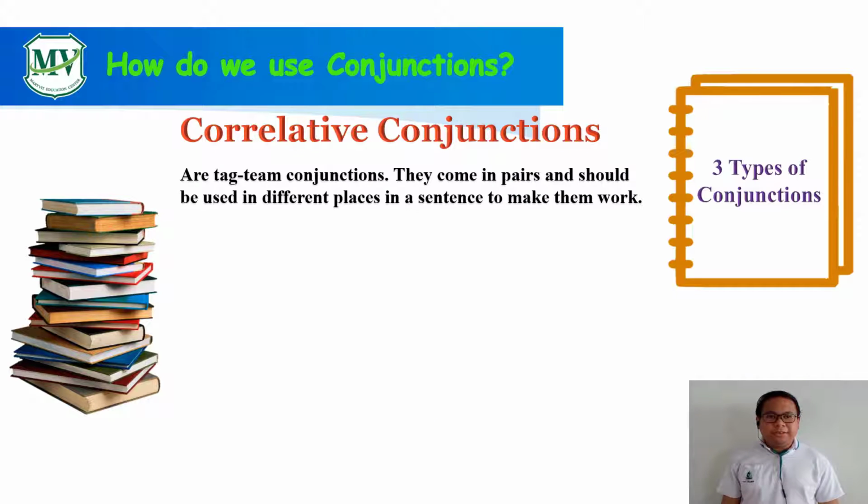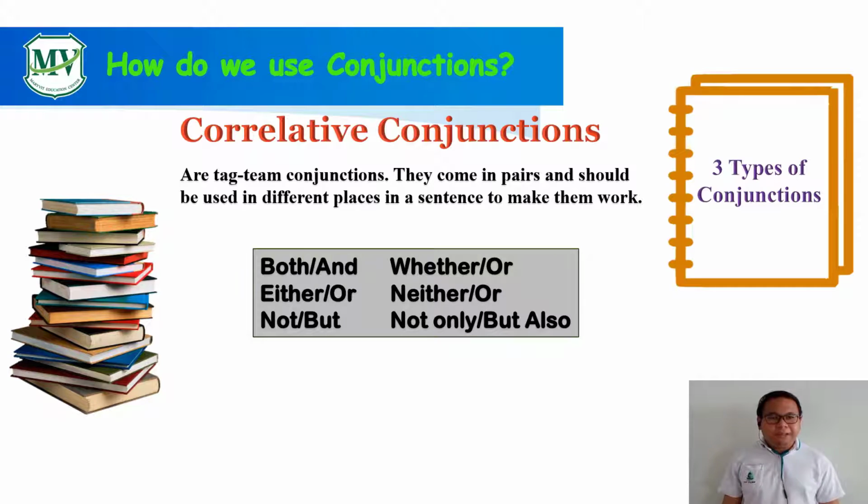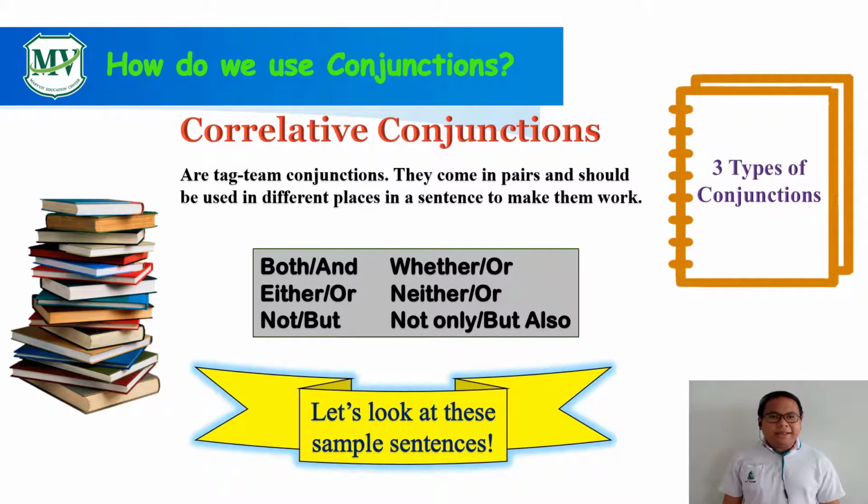Correlative conjunctions. Now, this might look a little difficult for you, but I assure you, it is very easy to understand. We just have to keep in mind that correlative conjunctions come in pairs, meaning the idea of the sentence cannot be completed if one of them is missing. To better understand these groups, let's try to look at these sample sentences.